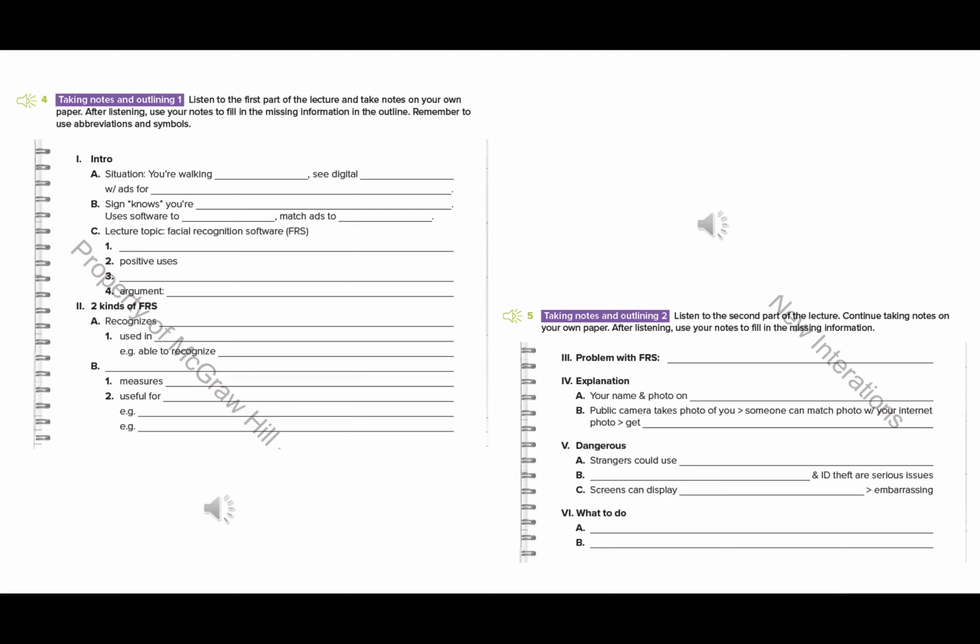In my speech today, I'm going to explain what facial recognition technology is and some of the positive ways that we can use it. But then, in the second part of my speech, I'm going to tell you about some negative aspects of this technology, especially the negative impact on privacy. And I'm going to argue that this technology is something that we and the government need to control very carefully.